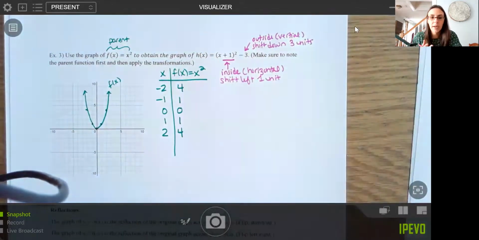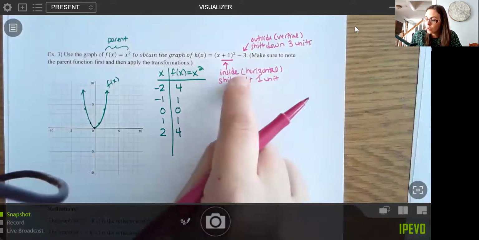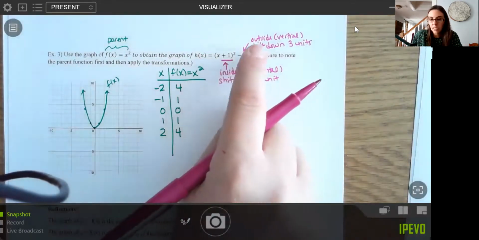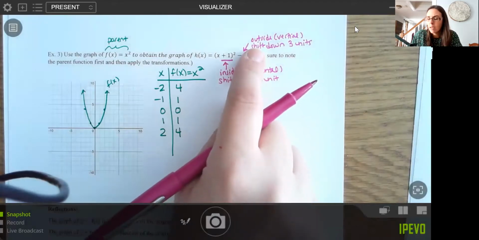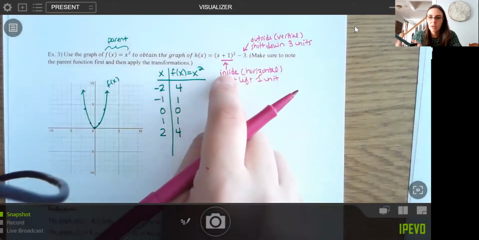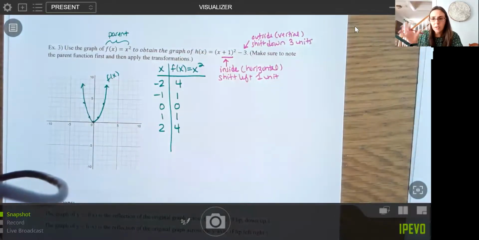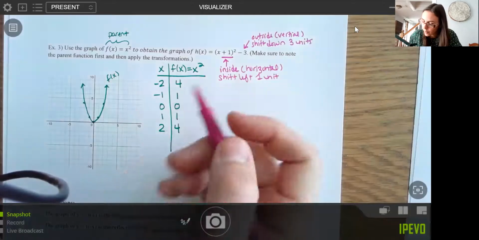So I'm going to take each point and apply both of these changes. Now, normally we do inside changes first and then outside changes, or at least vertical shifts at the very end. But we can really just do this all at once because there's not too much else going on. As long as you can keep track of all your movements, you can do these two together. So I'm going to take this point here.